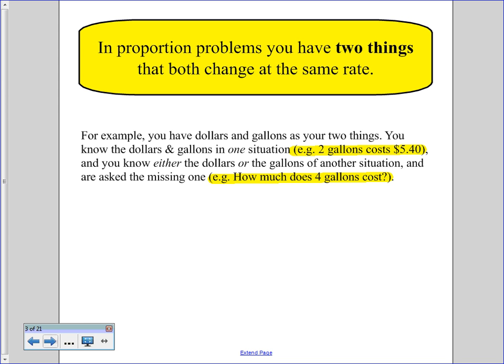In your yellow pages, please put down the definition of proportion problems. In proportion problems, you have two things that both change at the same rate. For example, you have dollars and gallons as your two things. So we might want to put dollars on the top and gallons on the bottom of the proportion.